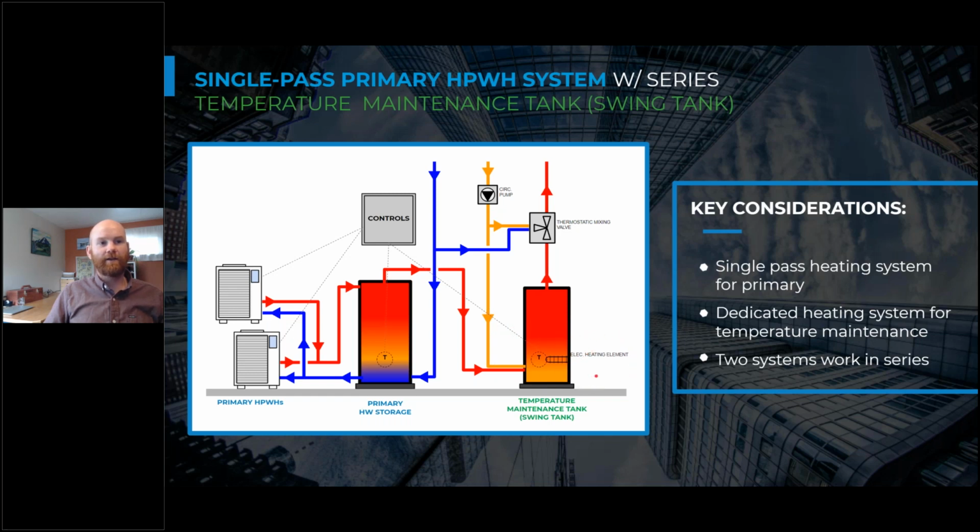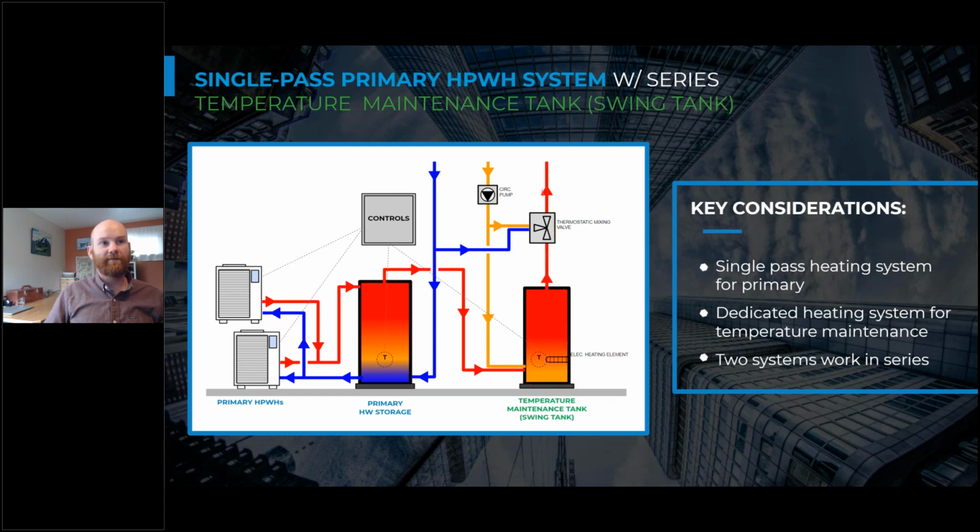And that's really the goal with this swing tank system, is how do we keep this electrical element off? And we're doing it by transferring overheated water from our primary storage into the bottom of our temperature maintenance tank, which then is not stratified and is very mixed, is the intent. And so we're mixing those two streams together and keeping this water in general above about 125 degrees Fahrenheit.